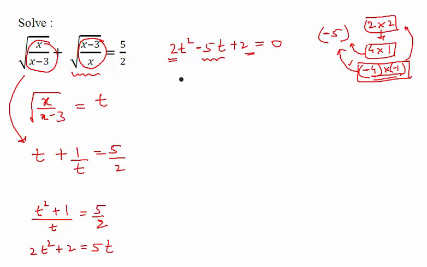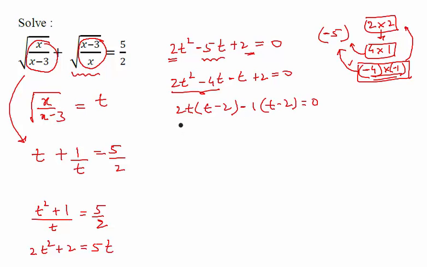So what will happen now? Now you will get 2t square minus 4t minus t plus 2 equal to 0. Take 2t common from the first two terms, you will get t minus 2, and take minus 1 common from the last two terms, you will again get t minus 2. Again take t minus 2 common, so you will get an expression which is factorized, right? This will give you two different values of t. Your t can be equal to 2 or t can be equal to 1 by 2.